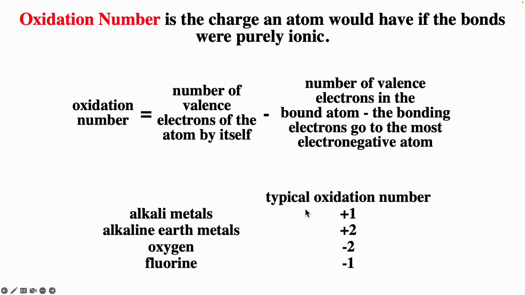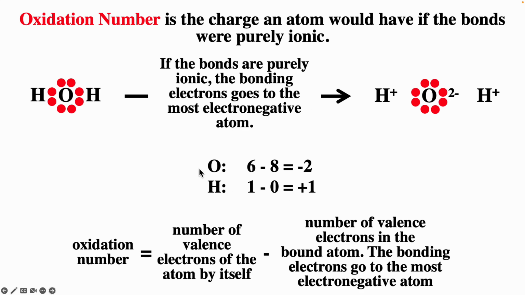Now in a compound, typically alkali metals have a +1 oxidation state, alkaline earths +2, oxygen -2, and fluorine -1. If we look at water and want to determine oxidation states, we imagine the bonding electrons going to the most electronegative atom, which in this case is oxygen. Oxygen starts with 6 valence electrons as an atom, and now has 8. 6 minus 8 gives us a -2 oxidation state for oxygen.